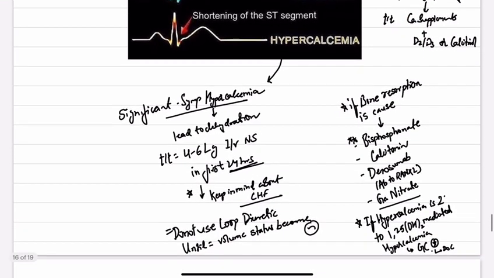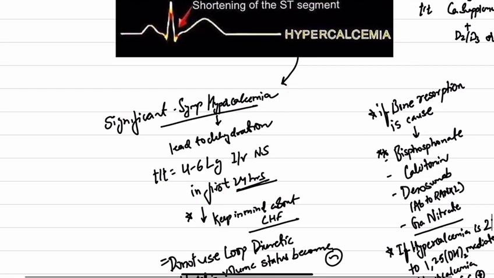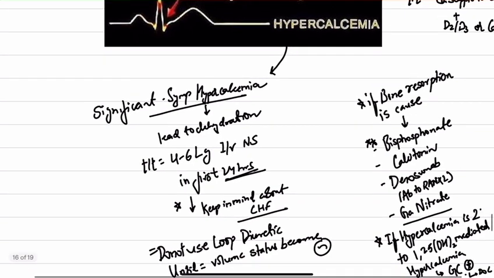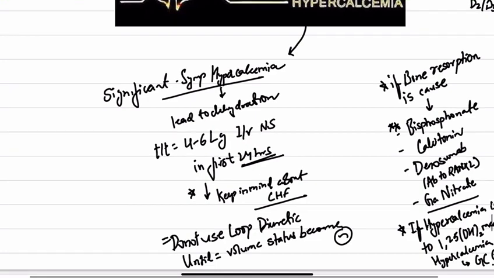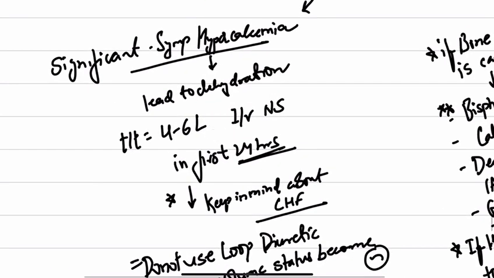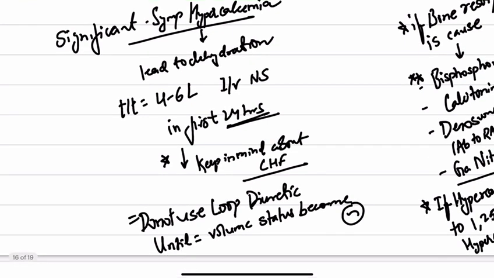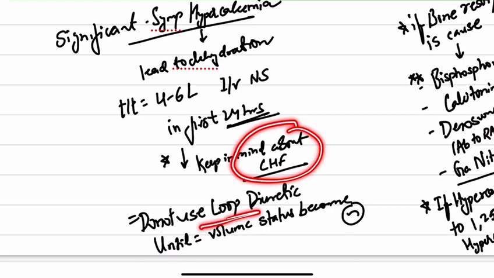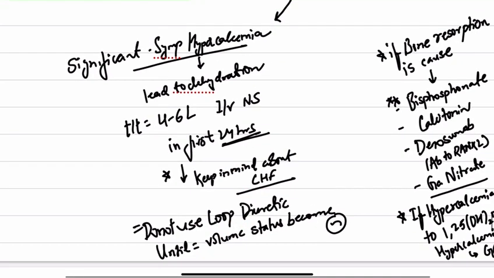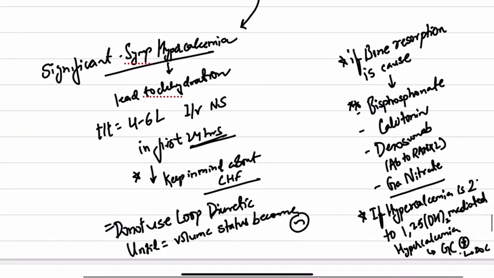For hypercalcemia, significant symptomatic hypercalcemia leads to dehydration. So you have to give 4 to 6 liters of IV NS in the first 24 hours, and keep in mind that the patient does not go into congestive heart failure. Don't use a loop diuretic until the volume status becomes normal. Actually, you are giving fluid, and if you give a diuretic, it will all wash away.